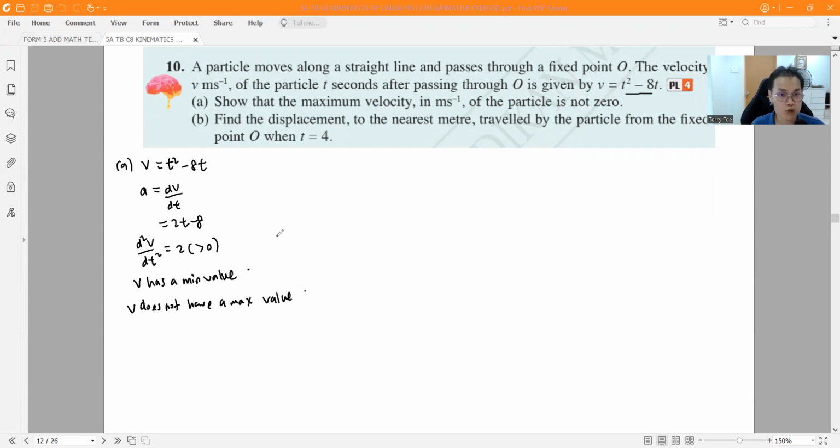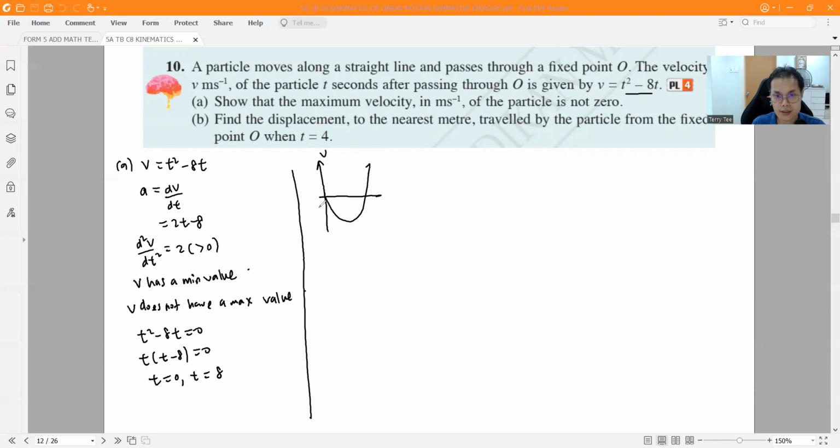Now we can actually back it up by drawing a graph. You can see when t squared minus 8t equals 0, t(t minus 8), t is 0 and 8. So your velocity time graph looks like this. It cuts the axis here at 0, and this is at 8. Now it goes all the way up. So you never have a maximum value, and the maximum value is not 0. So we say the maximum value of v is not 0, because it goes all the way up. The question never says where we stop, or from t equals what to what. So it goes all the way; t can go all the way, v can go all the way to infinity.